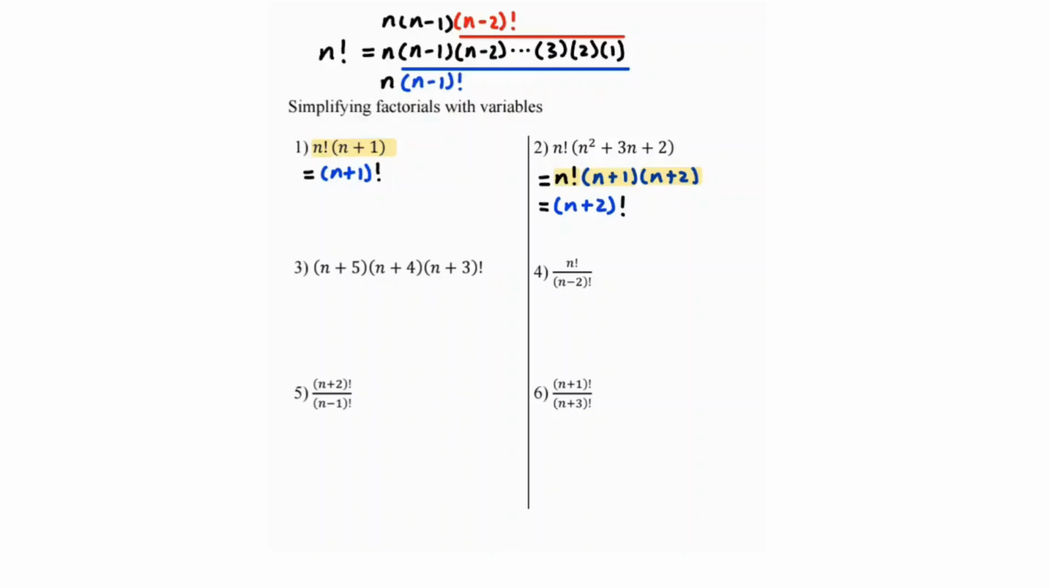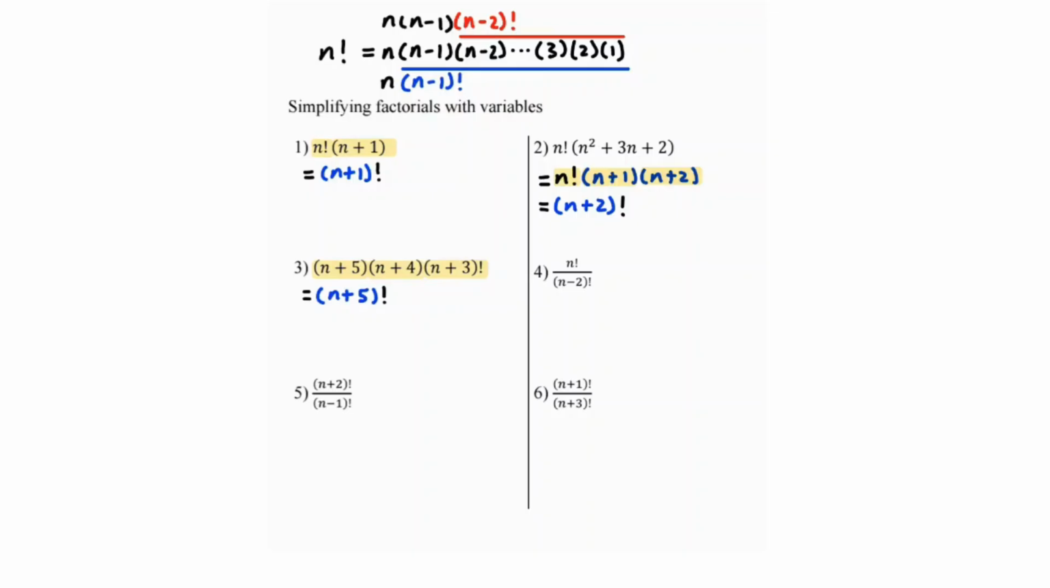Example 3, we have n plus 5 times n plus 4 times n plus 3 factorial. Since we have an n plus 3 factorial, and we have one number above n plus 3, which is n plus 4, and one number above n plus 4, which is n plus 5, we can combine all these together to get n plus 5 factorial.